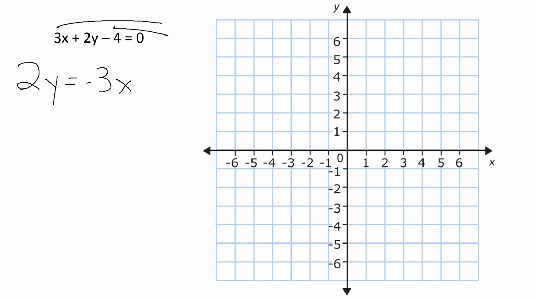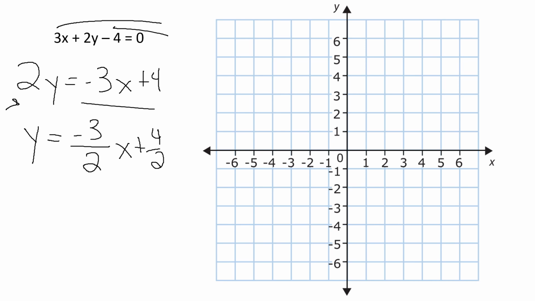And this is off of lesson 114. I think it's the last one on that classwork. Plus 4. Now I've got to get rid of my 2 because I have multiple terms here. I have to divide everything by that. So I'm going to end up with negative 3 over 2x plus 4 over 2. Now 4 over 2 simplifies to 2. So my y equals mx plus b.